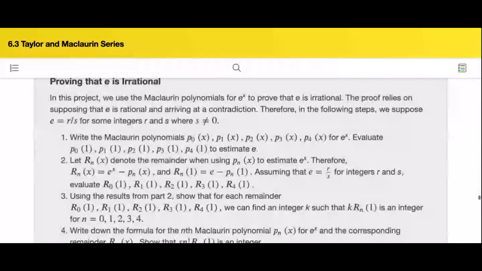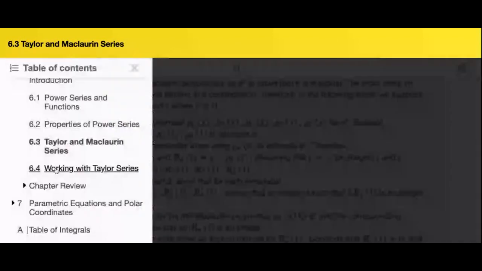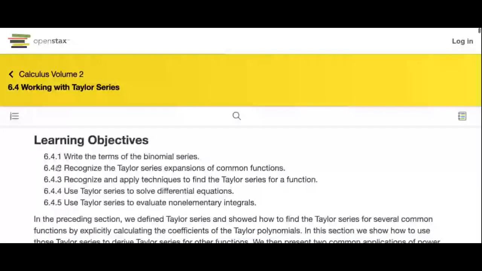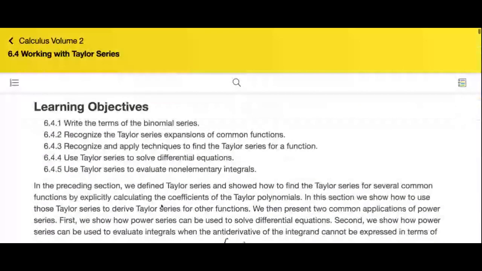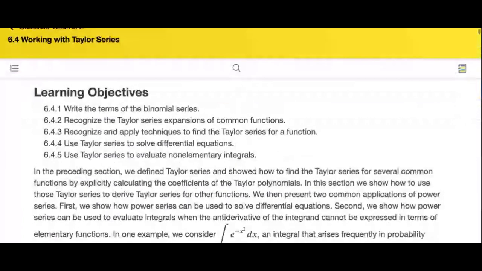All right, so today we're going to 6.4, working with Taylor series. Basically, we want to write terms of the binomial series, recognize the Taylor series expansions of common functions, recognize and apply techniques to find the Taylor series for a function, use Taylor series to solve differential equations, and use Taylor series to evaluate non-elementary integrals.